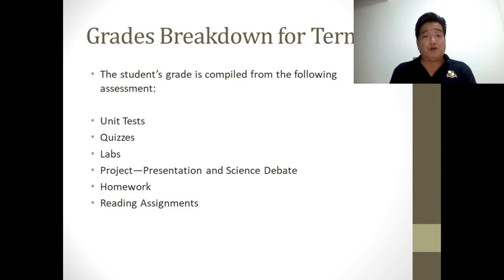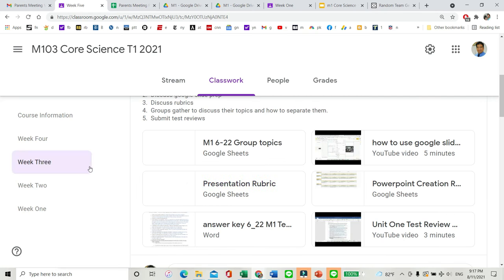Grade breakdown for term 1. The student's grade is compiled from the following assessments: unit tests and quizzes, followed up by labs, virtual and home labs. And then we had a big project where we had to do a presentation.